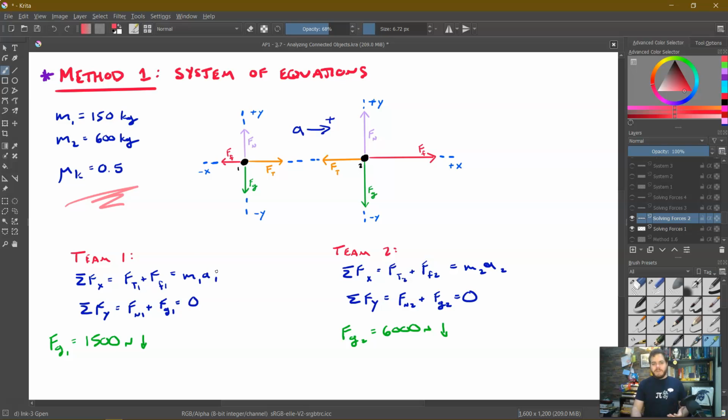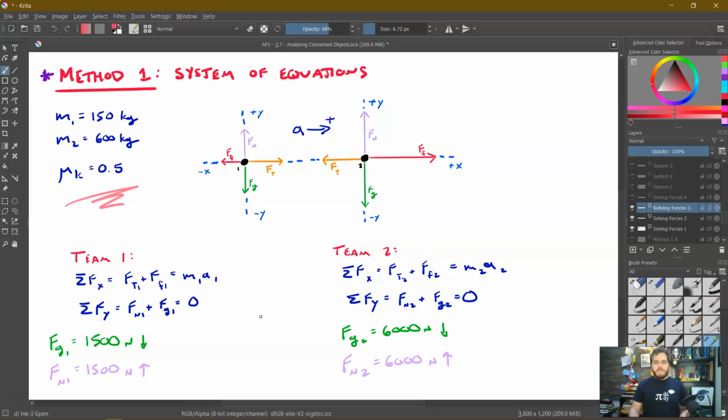And additionally, if we look at our net y equations, that tells us that since the normal force and the gravitational force have to equal 0 for each team, we automatically know the size of the normal forces. For the first team, it will be 1,500 newtons up. For the second team, it will be 6,000 newtons up.